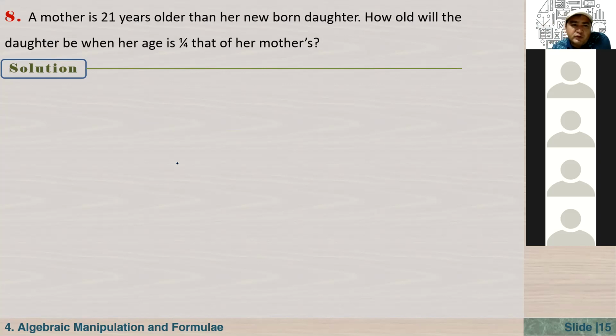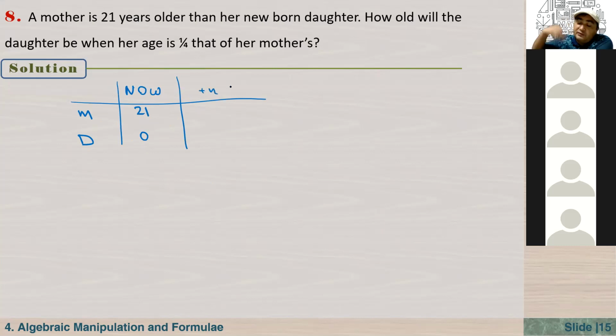A mother is 21 years older than her newborn daughter. So that means that now, right? We are talking now about mother and daughter. So now mother is 21, daughter is just born, 0 years old. Let's say after n years, mother will be 21 plus n. How about the daughter? She will be n years old.